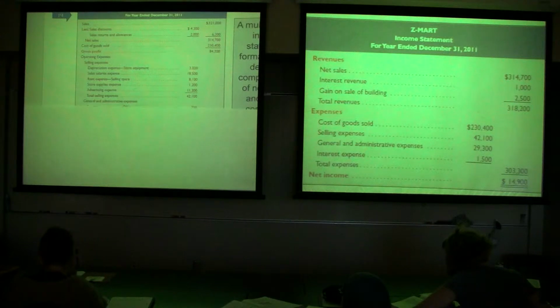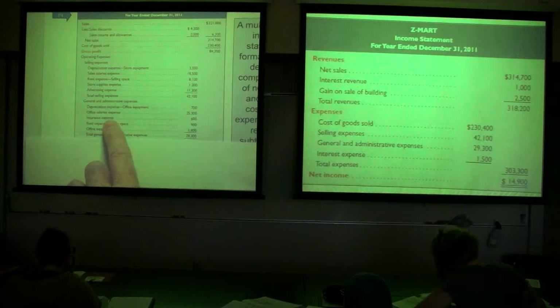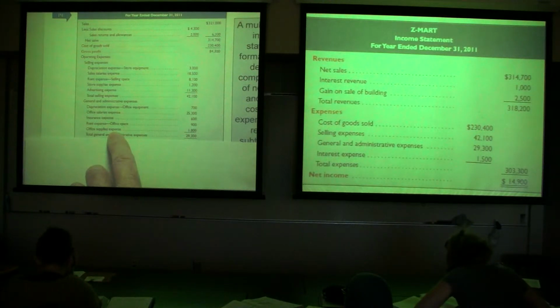Then we have the general administrative expenses, and another name for this is overhead. They consist of things like, here's the depreciation expense for the office equipment, office salaries, insurance expense, rent expense for the office space. The security guard would be in here, personnel would be in here, or human resources.